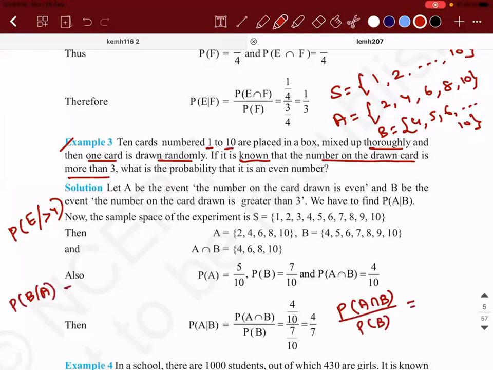Did you understand what my question is? Will this give a finite output? If I write the probability of B given A, so B is 4, 5, 6, 7, 8, 9, 10. A is 2, 4, 6, 8, 10.